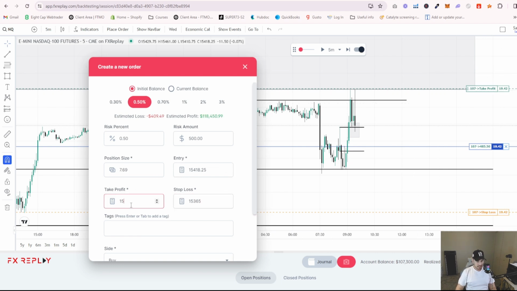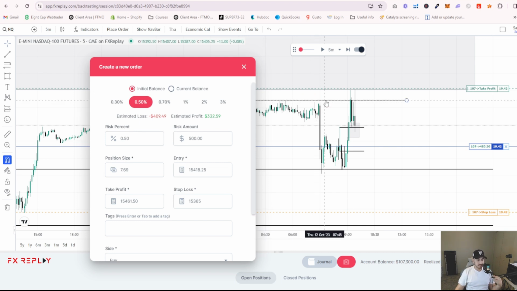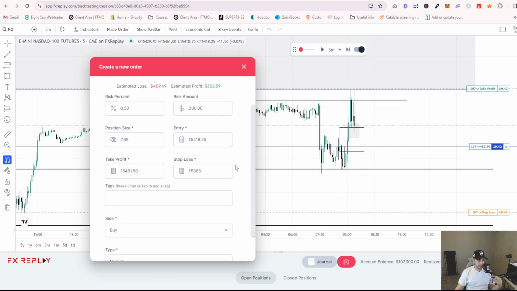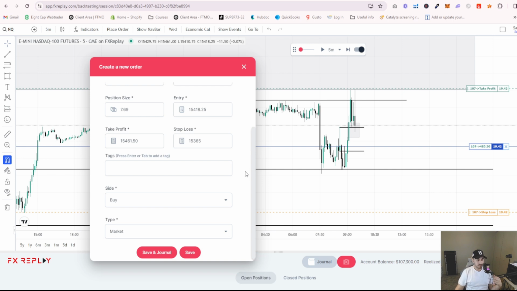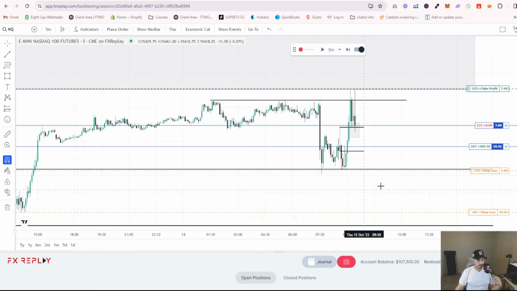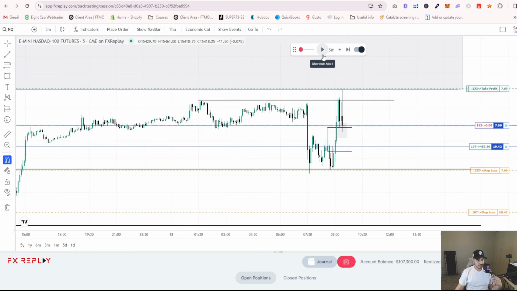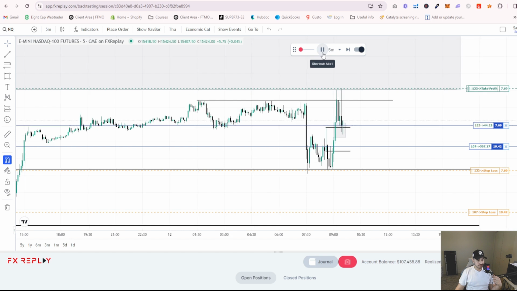So it's going to be 15,461.50. So again, a little bit of a negative RR, almost a 1-to-1, but my draw on liquidity in my higher time frame narrative is telling me that we are going to draw up to that daily fair value gap, because remember, fair value gaps are a form of draw on liquidity. So let's go ahead and save. So we just entered another position here. Let's see what happens here.